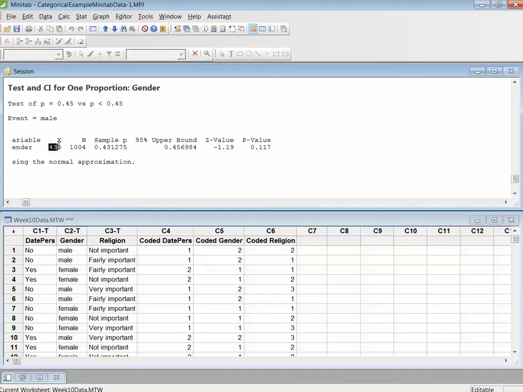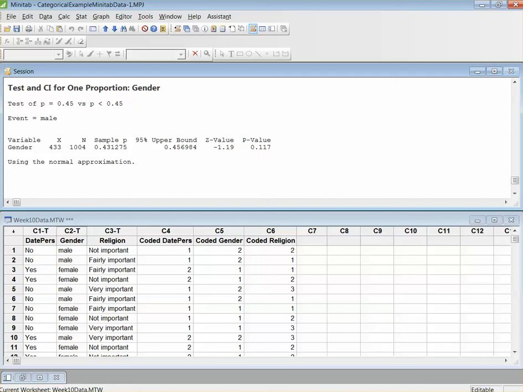So our X is 0.333, we've got our total number, and we've got our 95% upper bound, which is your confidence interval right there. Our Z value is negative 1.19, and then our P value is 0.117. So we've got all of that information, but how do we interpret that? It's really important when you go to interpret it.